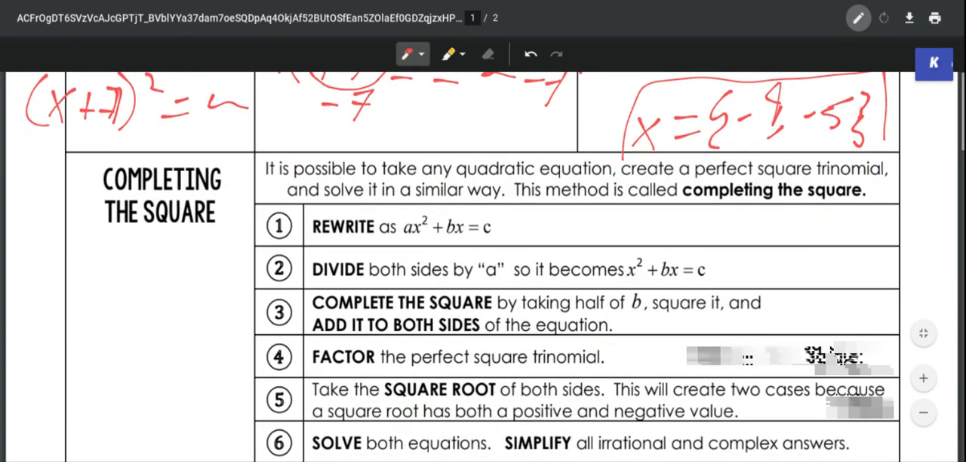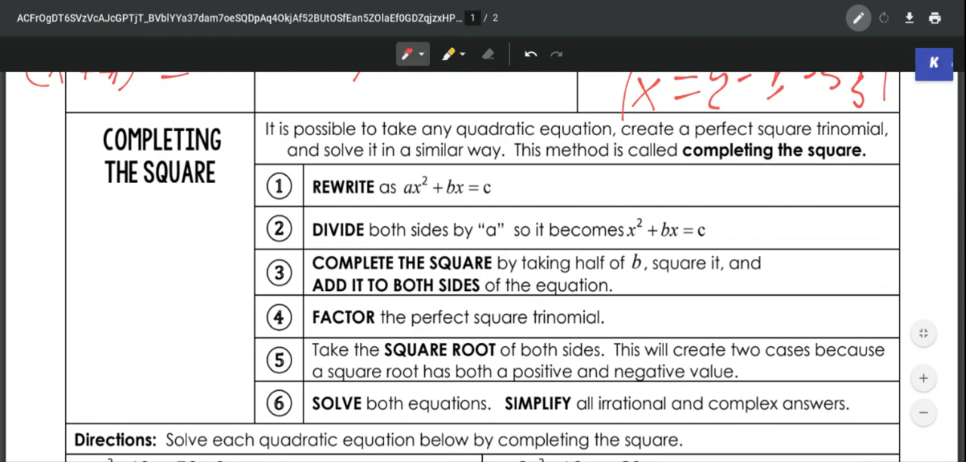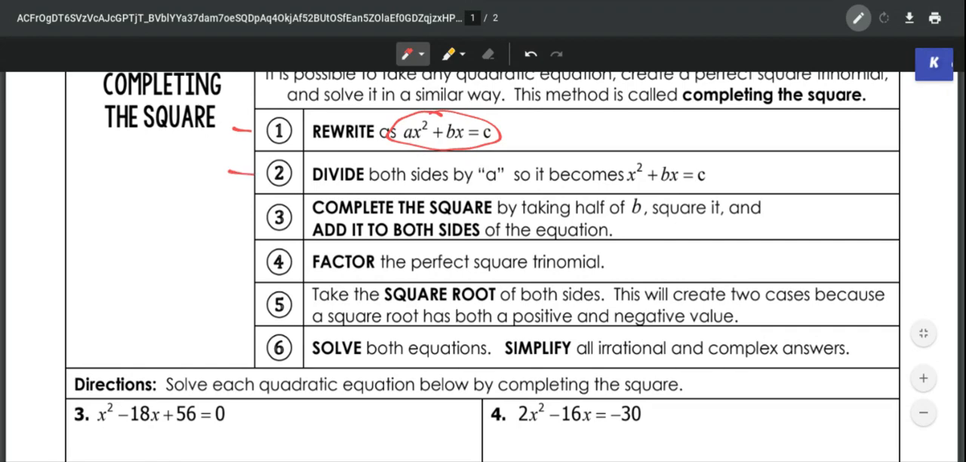So let's look at completing the square. There are 6 steps to completing the square, and I try to give you these notes so you can just follow these steps one by one. The first thing you're going to do is rewrite your equation as ax squared plus bx equals c. So you want your x squared term and your x term on the same side, and whatever's left is what you're going to have it equal to. For step 2, you'll divide both sides by a, so that you're left with just a coefficient of 1 for your x squared term.